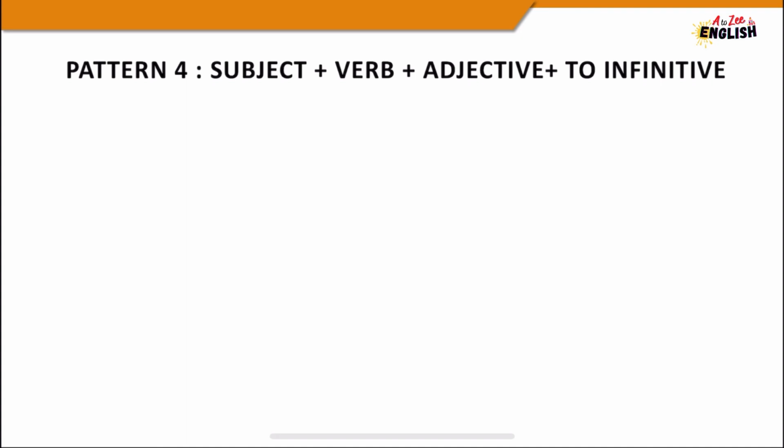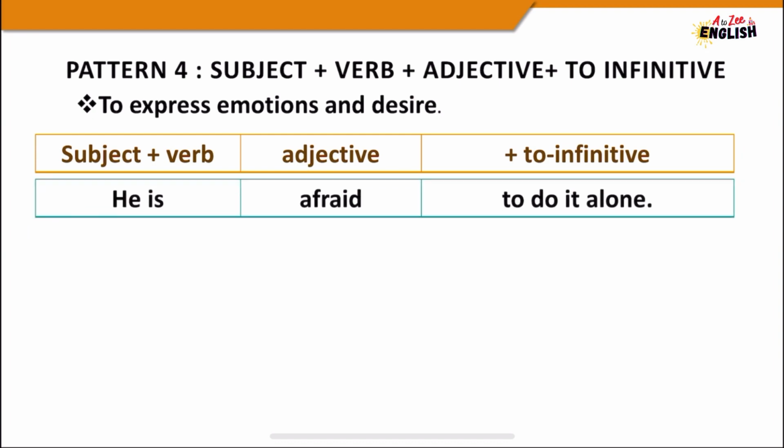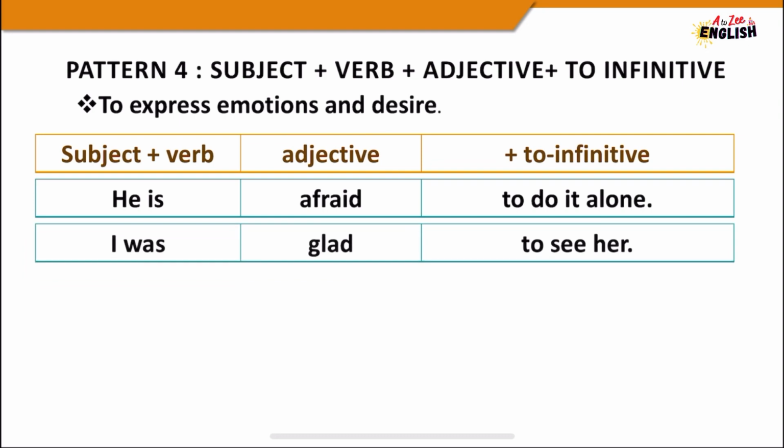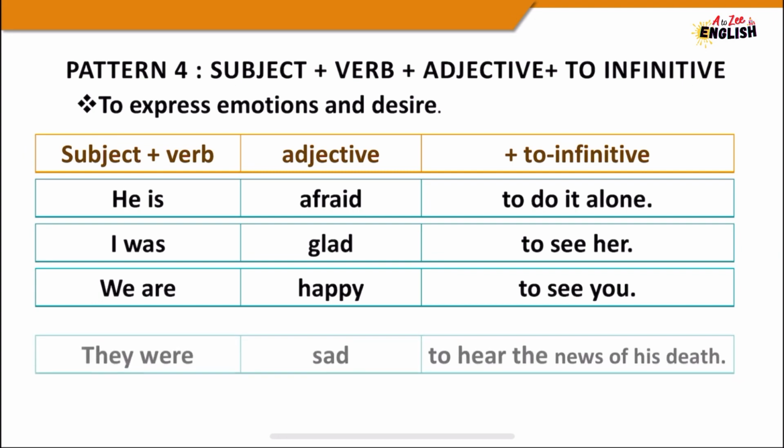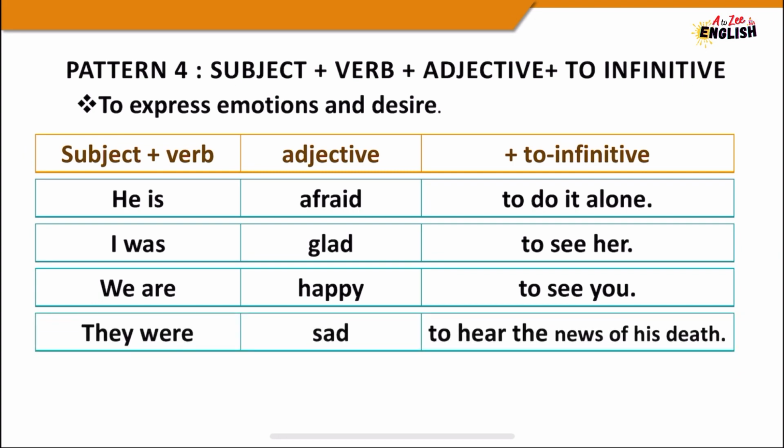The next pattern is subject plus verb plus adjective plus to infinitive. It is used to express emotions and desire. He is afraid to do it alone. Here afraid is the adjective, and we use to infinitive after the adjective in a sentence. I was glad to see her. We are happy to see you. They were sad to hear the news of his death. In all these examples, we use to infinitive after the adjective in a sentence.